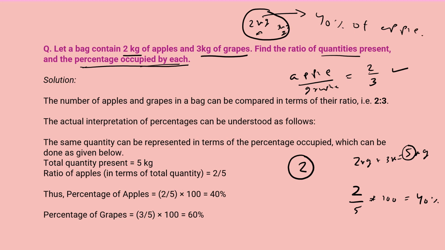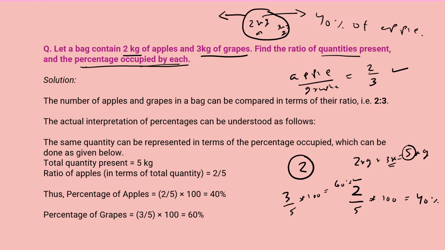Similarly, if you have to calculate it for the grapes also, how will you do it? You will do 3 divided by 5 and multiply it with 100. So this is 60%.